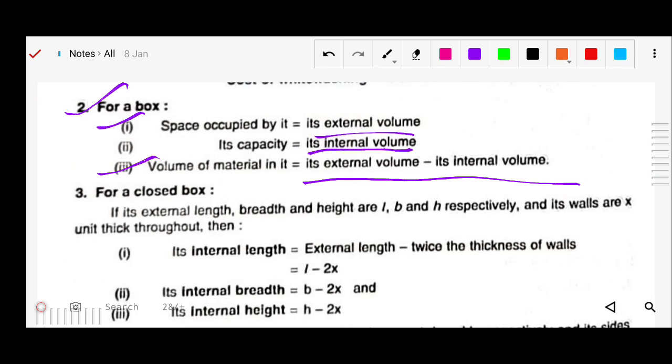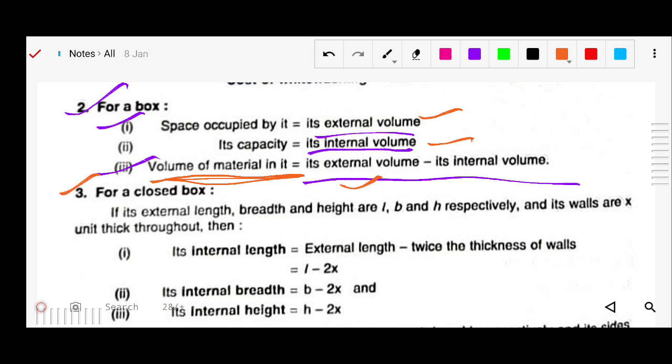So here it is given. The space occupied by it is the external volume, so you have to take the outside. The capacity is the internal volume, and for the volume of the metal or material, you can subtract: external volume minus internal volume. And that was for the open box.